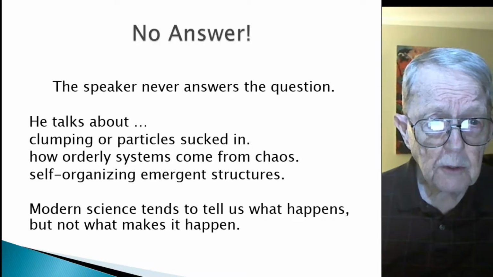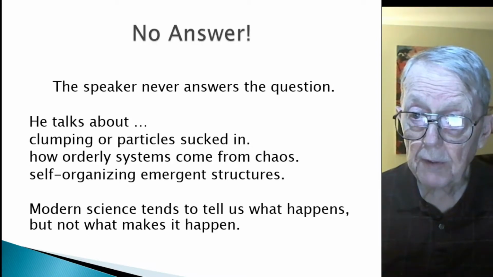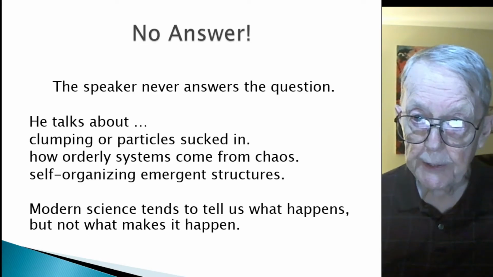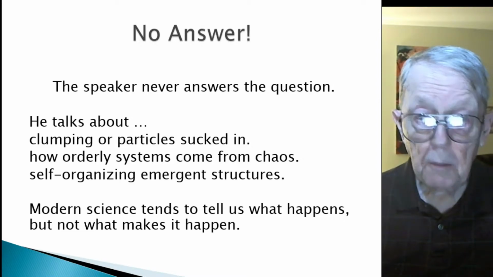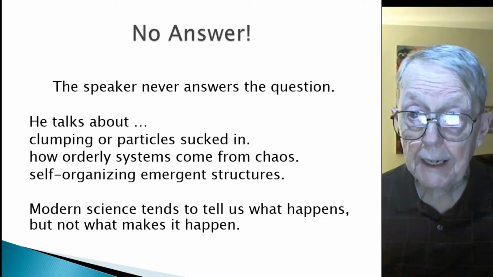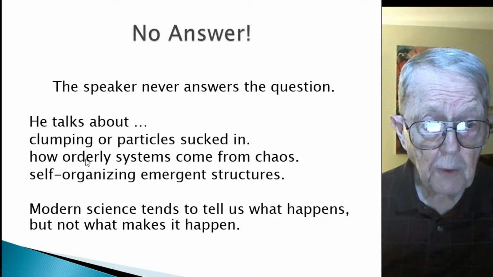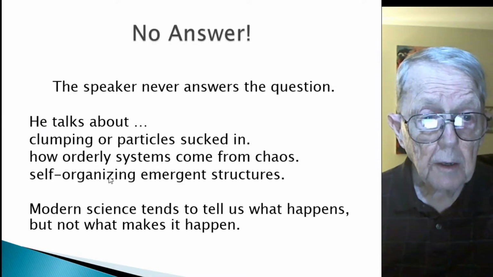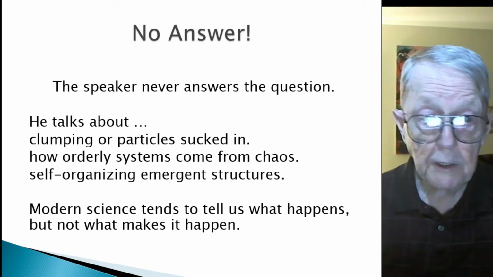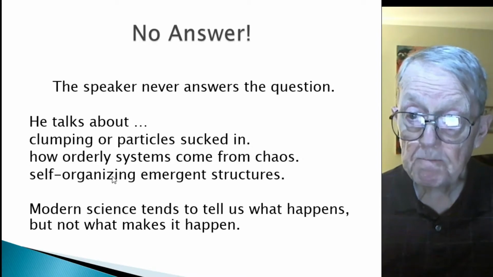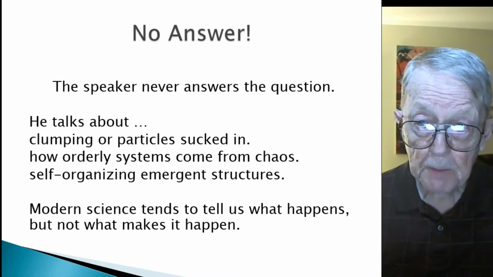And then he goes on to talk about how orderly systems come from chaos. And of course, early development, it looks like chaos. Somehow we have orderly systems. How does it happen? Apparently, clumping and sucking is the answer. And he makes the statement, self-organizing emergent structures. Presumably our solar system is one of these structures that are self-organizing. Very intelligent structures. They know how to self-organize.